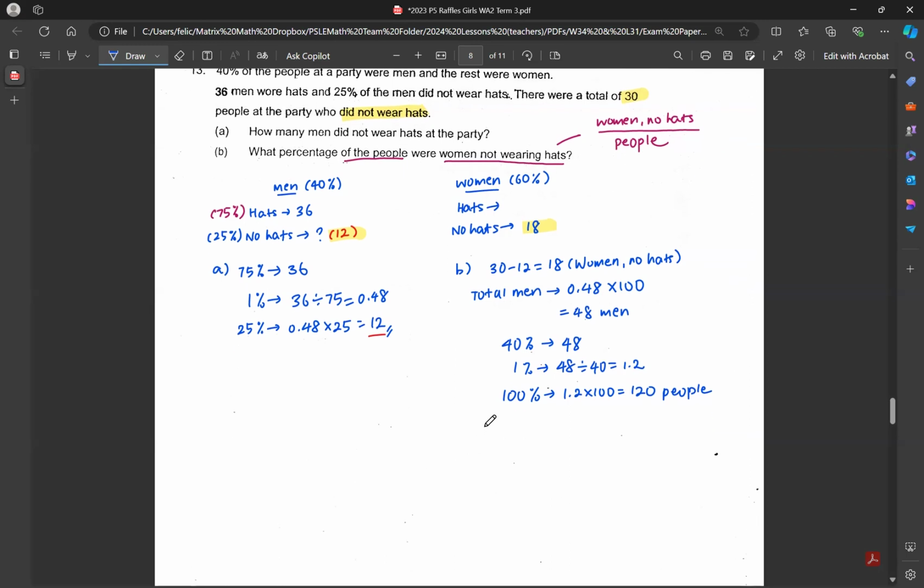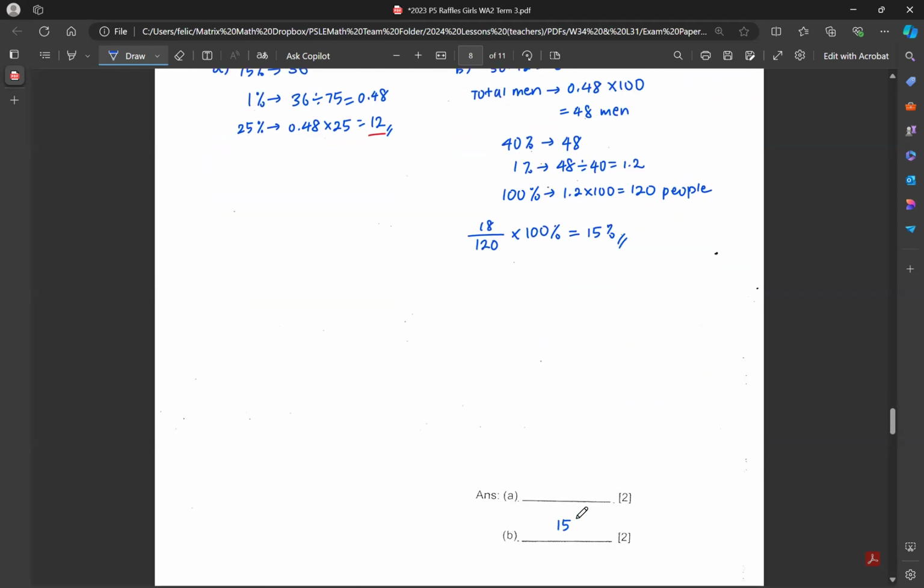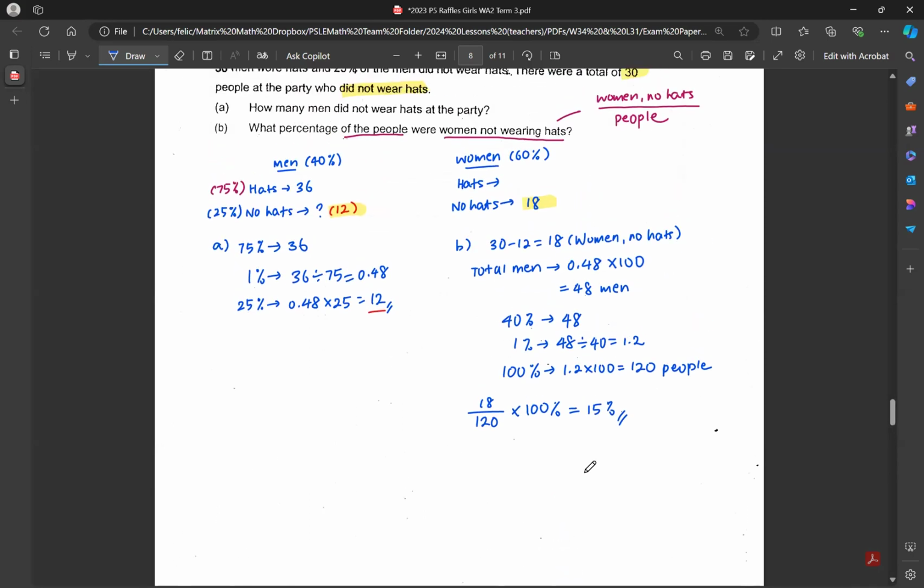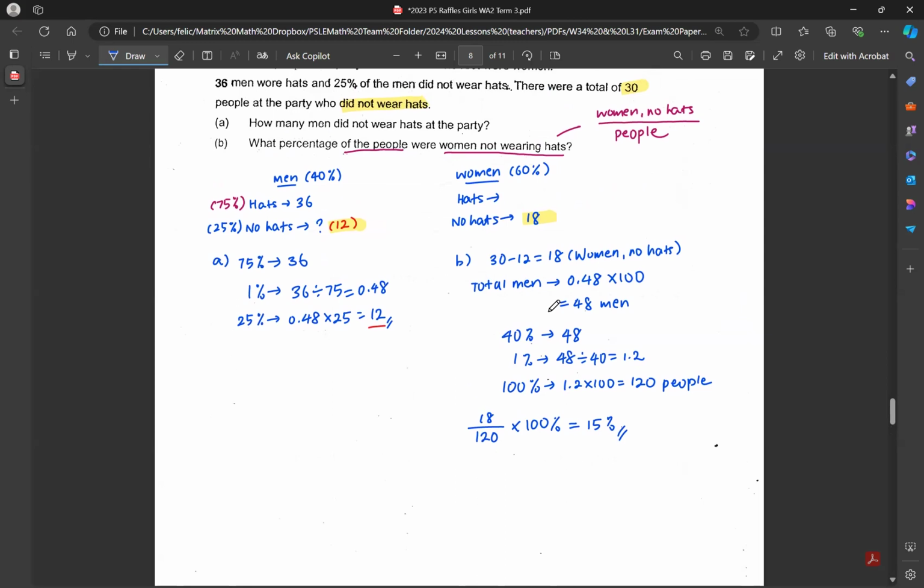So let's go on to create our fraction. Women without hats is 18. Total people is 120. Once you have your fraction, just multiply by 100% to convert it to percentage. So this gives us 15% as our answer. At this point, I don't even need to find the women with hats. This is not relevant, not necessary. If you went to find the women with hats, it's okay also.